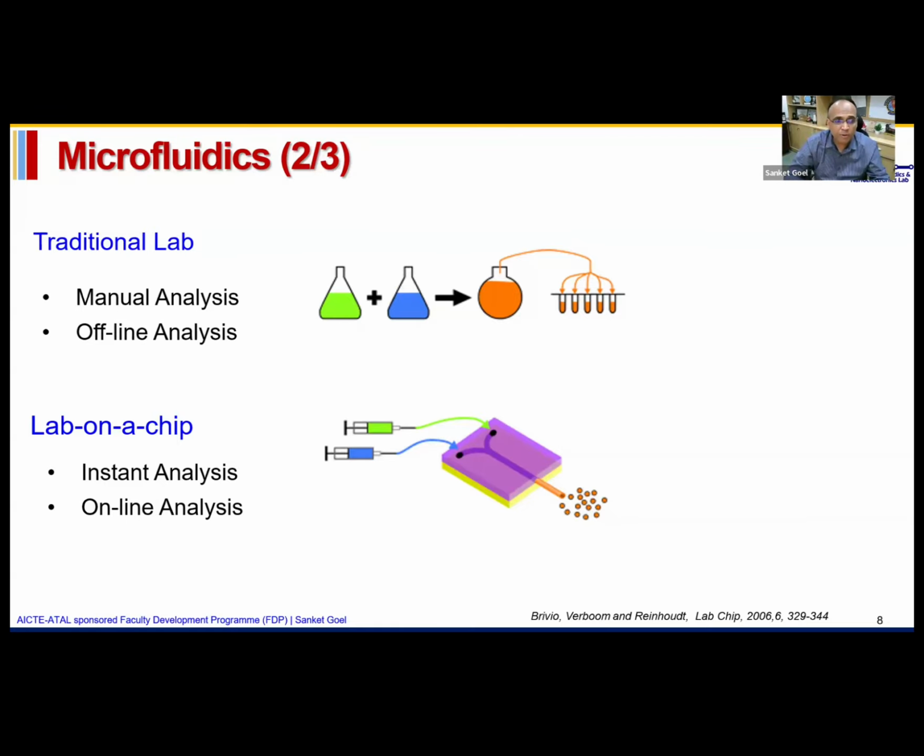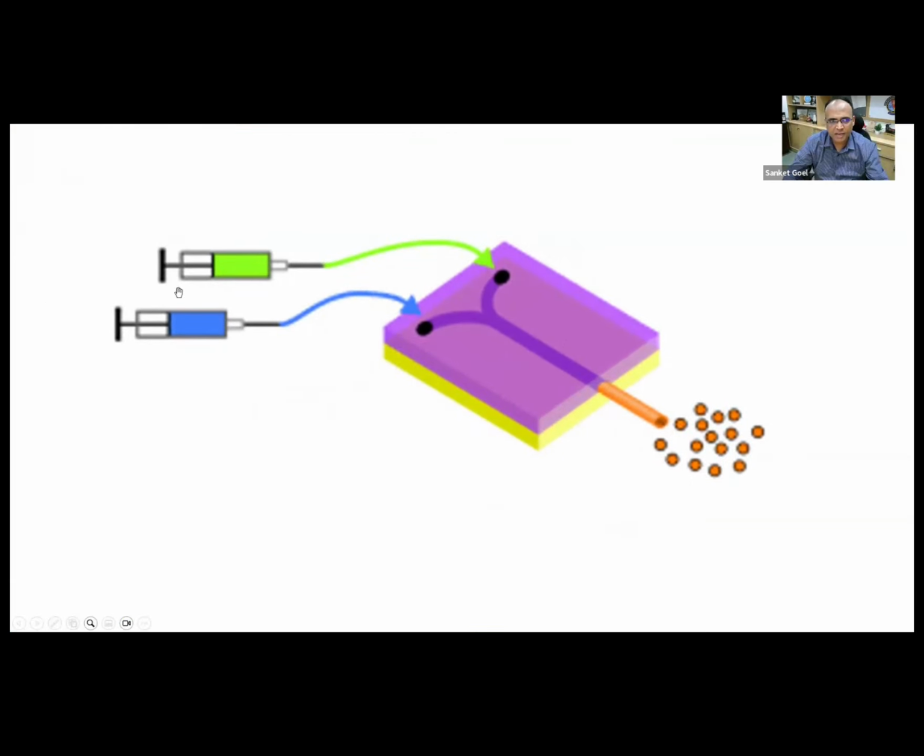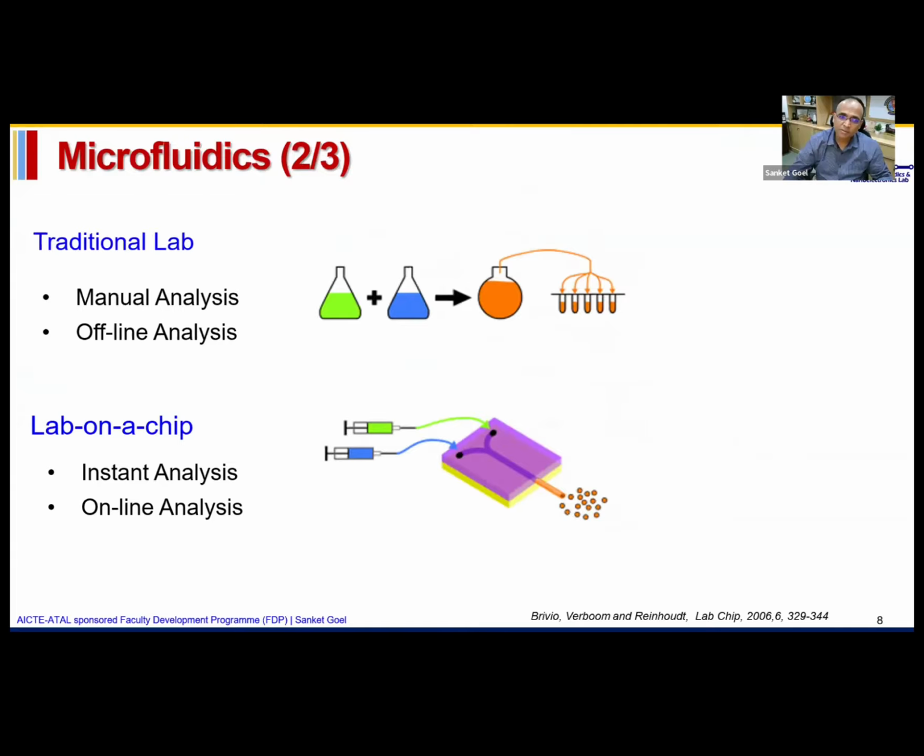But when you talk about lab on a chip, we can just create a microfluidic device, and we can inject two different kinds of fluids, they mix, and we can aliquot them in an extremely, extremely perfect manner. So that is the beauty of microfluidics, which helps us to automate the entire process with instant analysis, and we can do complete, perfect aliquots in terms of the droplets.